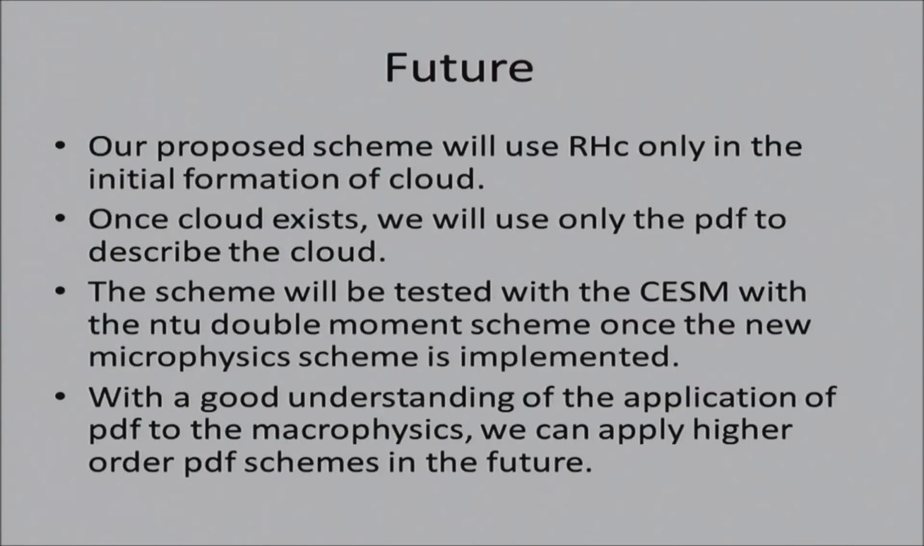Okay, since I still have another hour, I will just finish it up quickly. Our proposal will be to use RHC only in the initial formation of cloud. When there's no cloud, you have to have something, and that has to be grid size dependent. Once cloud exists, then we will only use the PDF to describe the cloud, and there will be no use of RHC, and the entire thing would be self-consistent from radiation to the macrophysics. I'm just using the simplest PDF. We can certainly apply higher order schemes in the future. Thank you very much.